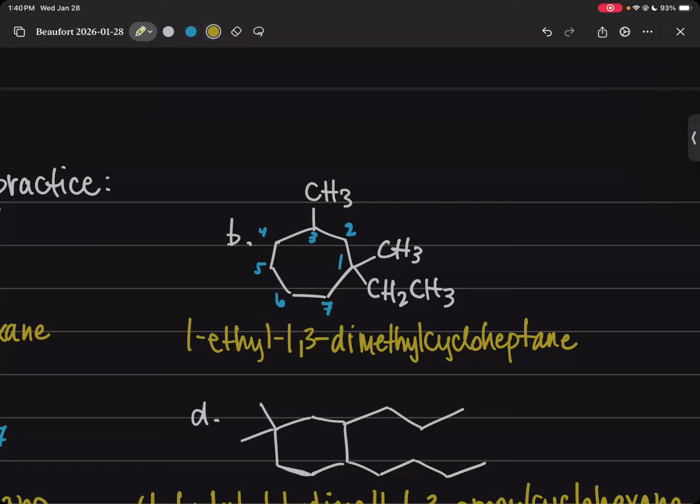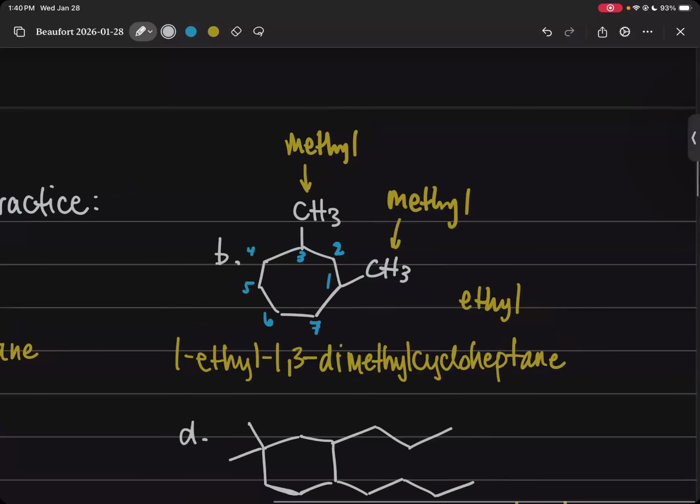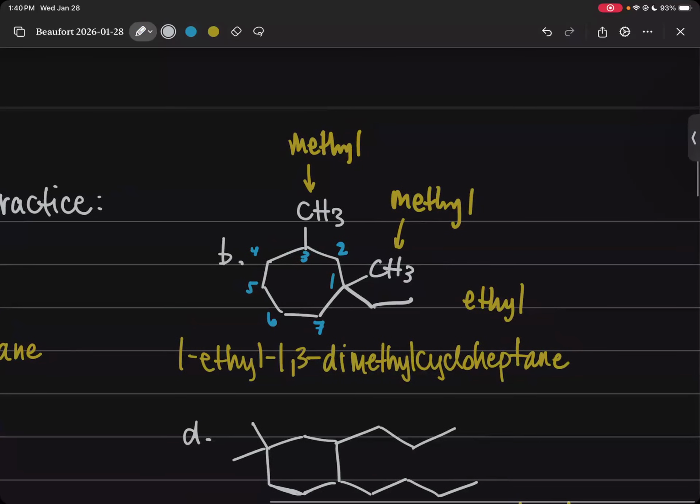Okay, then identifying the functional groups. CH3, I think we know that's methyl. CH2CH3 is ethyl. And so another way we could have written this is just two carbons like that.